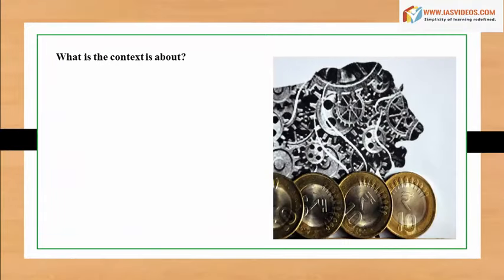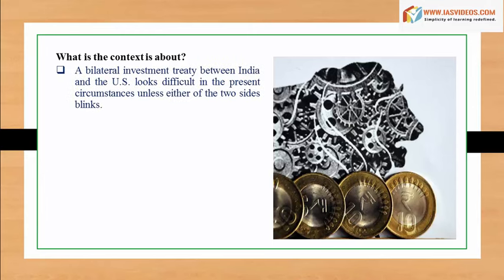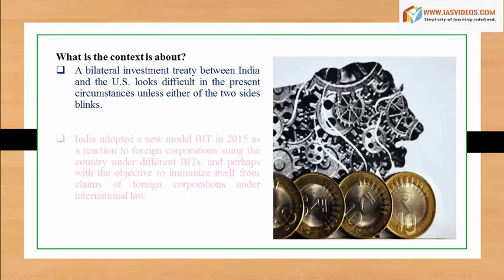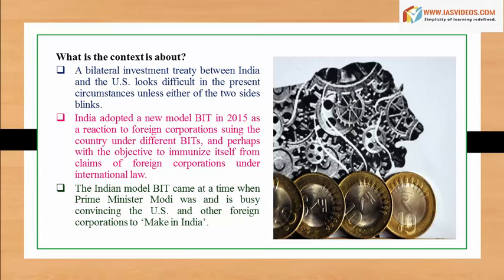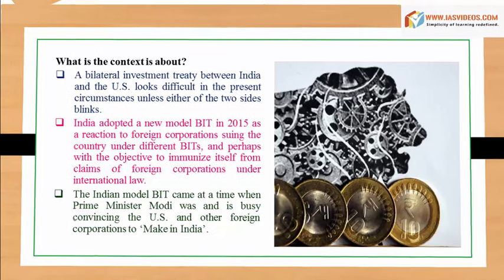What is the context about? A bilateral investment treaty between India and the US looks difficult in the present circumstances unless either of the two sides blinks. India adopted a new model BIT in 2015 as a reaction to foreign corporations suing the country under different BITs, and perhaps with the objective to immunize itself from claims of foreign corporations under international law. The Indian model BIT came at a time when Prime Minister Modi was and is busy convincing the US and other foreign corporations to make in India.